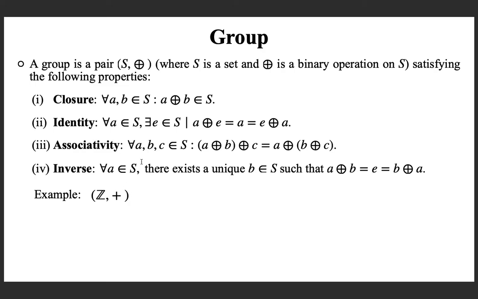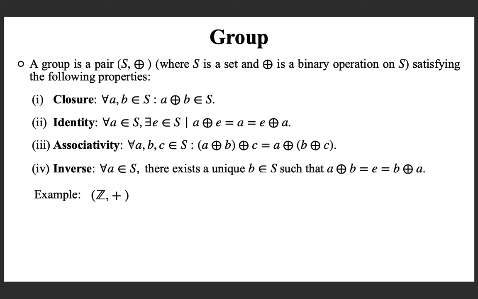If you look at the identity, it is 0. Any integer A plus 0 is A itself. So 0 is the identity. Associativity says that (A plus B) plus C is nothing but A plus (B plus C). That also you can easily prove.